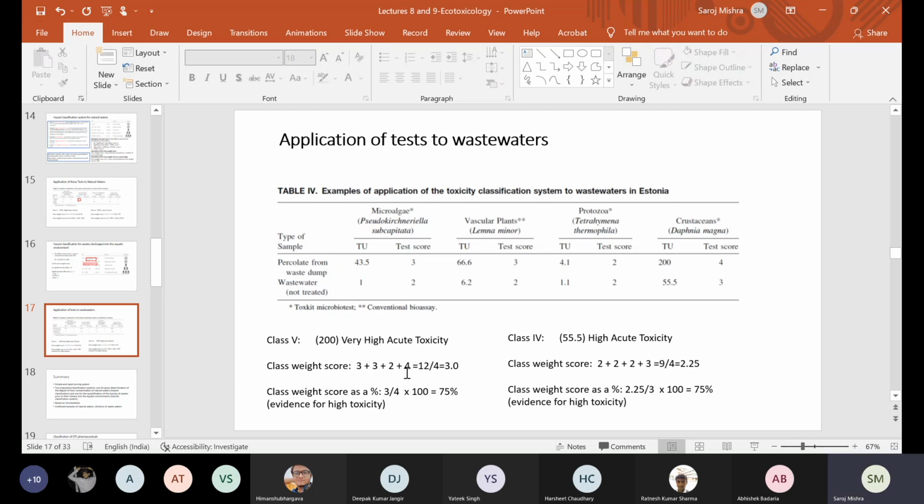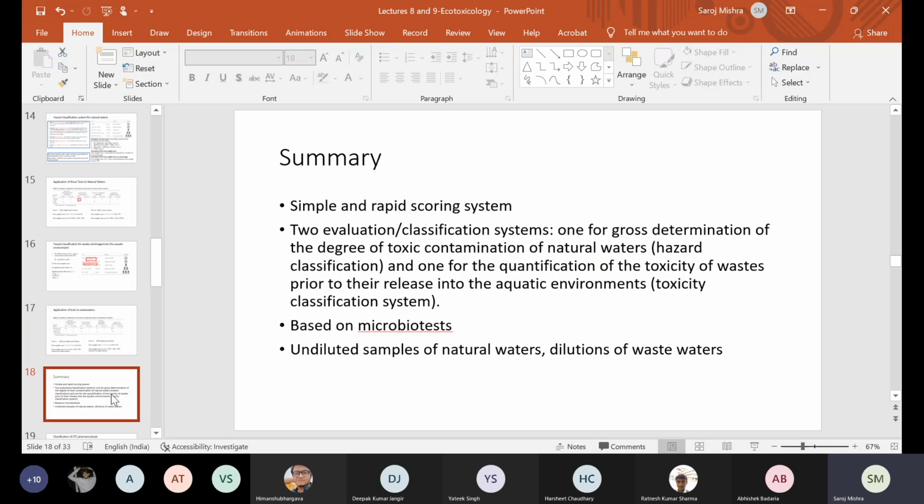Okay, so now I hope with this you understand what is the application, what is the importance of this. I've only tried to summarize it in this slide, that all these microbiotests which you have seen are very simple, and there is a rapid scoring system which you have learned in terms of either PE or the toxicity unit. It allows you to assign a score to that particular test.